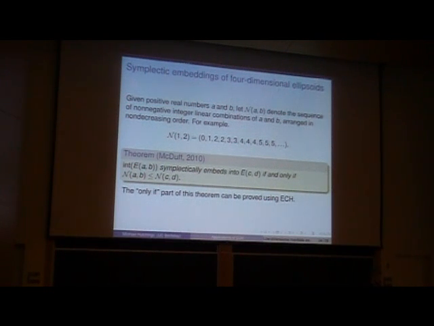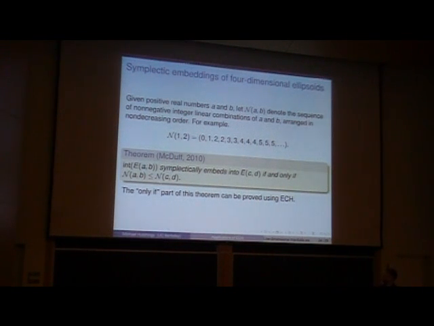So, McDuff proves that the interior of the ellipsoid E(a,b) has a symplectic embedding into the ellipsoid E(c,d) if and only if the sequence of numbers for a and b is less than or equal to the sequence of numbers for c and d. So the kth number of one sequence is less than or equal to the kth number of the other sequence.